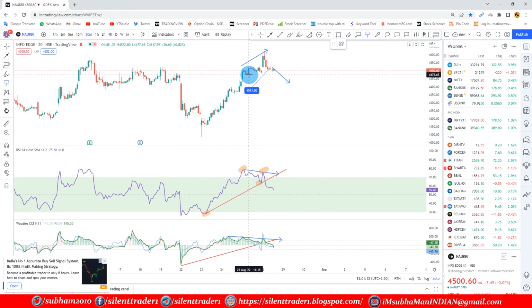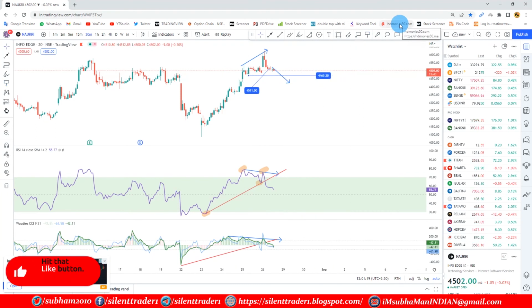%, means 31 points, which stand 4,469 area. Now wait.